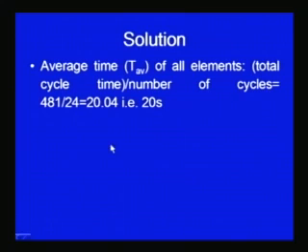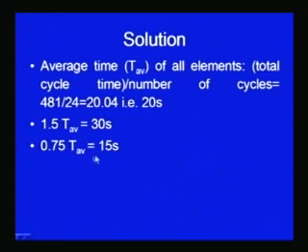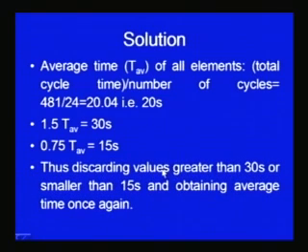The average time of all the elements can be obtained from the total cycle time and the number of cycles, and it comes out to be approximately 20 seconds. If we have to discard the values greater than 50% above the average time and 25% below the average, then we calculate 1.5 times the average and 0.7 times the average. It comes out to be 30 seconds and 15 seconds. So, we have to check the data once again to see how many time values fall beyond the 15 to 30 range. If we scrutinize the table values, we will notice that the 40 second value is falling beyond this range of 15 to 30 seconds.